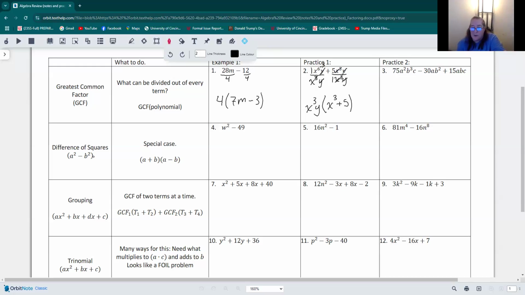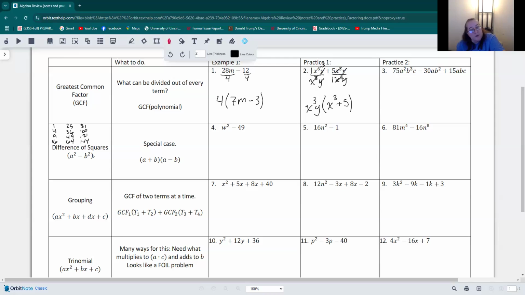I do recommend knowing your perfect squares. You could put them in a box if you wanted to. So 1 squared is 1, 2 squared is 2 times 2, which is 4, 3 squared, 3 times 3 is 9. And then 4 squared is 16, 5 squared is 25, 6 squared is 36, 7 squared is 49, 8 squared is 64, 9 squared is 81, 10 squared is 100, 11 squared is 121, 12 squared is 144.